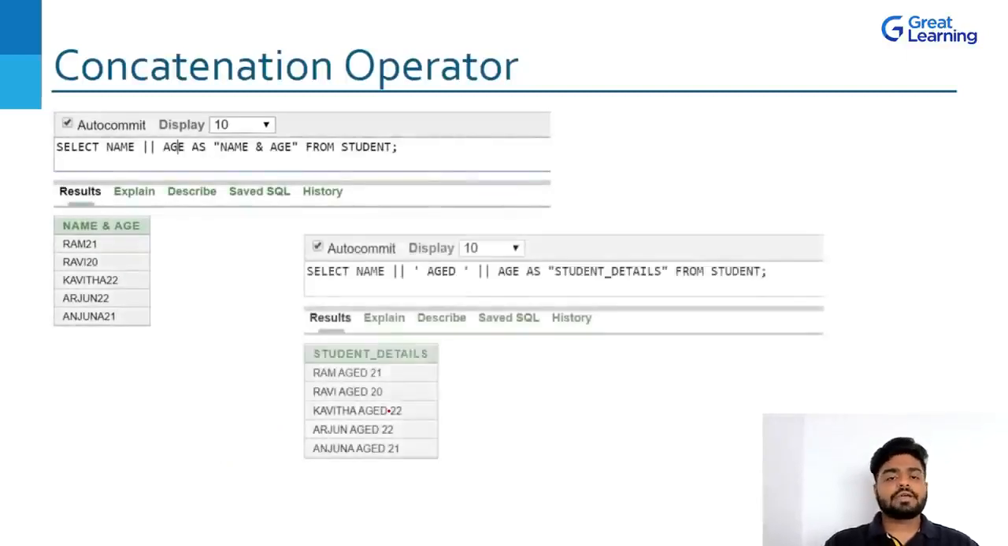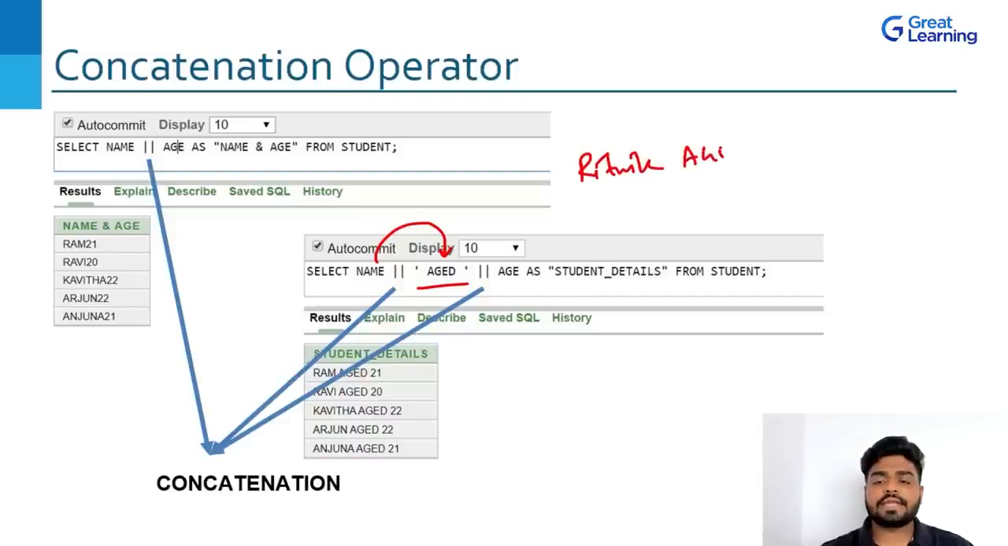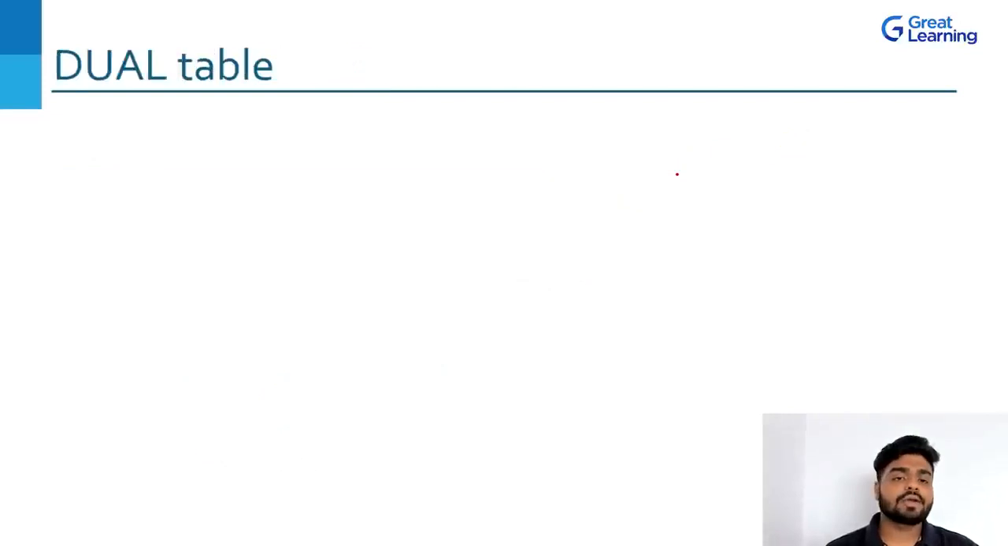Now, one more example of this. These all are nothing but concatenation. Now see what I'm doing here. Name concatenated with 'aged'. Aged is not a column field. It's a string. So let's say the name is Ritvik. Then it will write aged, then it will write my age. So this is what will get printed: Ritvik aged 26. Amazing, right? Okay, so this is the concatenation operator.